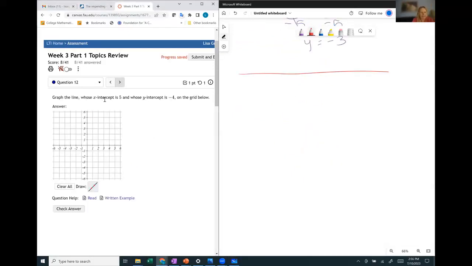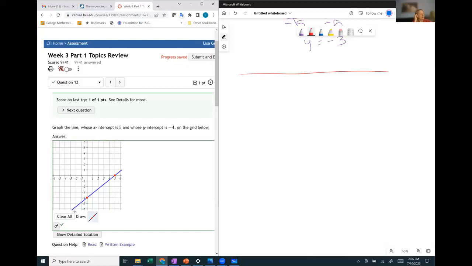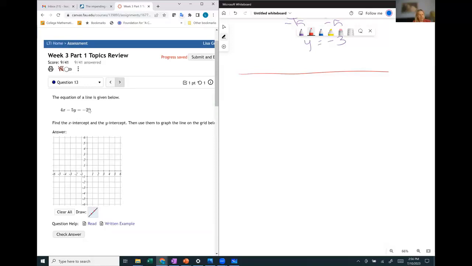Graph the line whose x-intercept is 5. Okay, so we have our x-intercept is 5, and the y-intercept is -4. So we're going down. Pretty easy, right? Yes. Now that we know what everything means, it's going to get easier and easier, I hope, instead of harder and harder. Okay. Find the x and y intercept, then use them to graph the line.